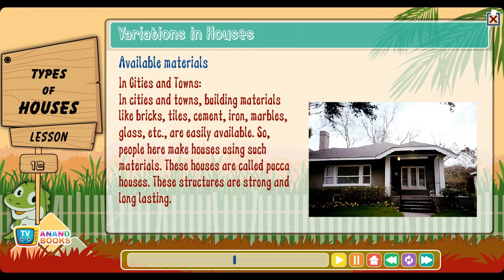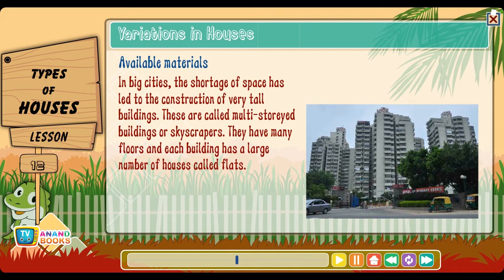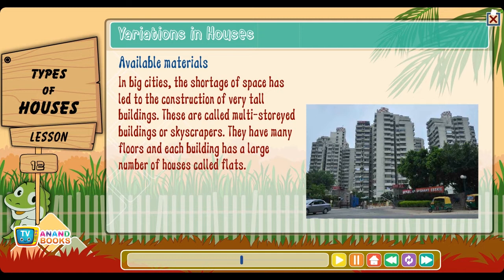In big cities, the shortage of space has led to the construction of very tall buildings. These are called multi-storied buildings or skyscrapers. They have many floors and each building has a large number of houses called flats.